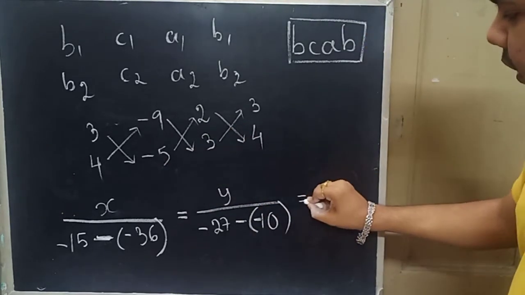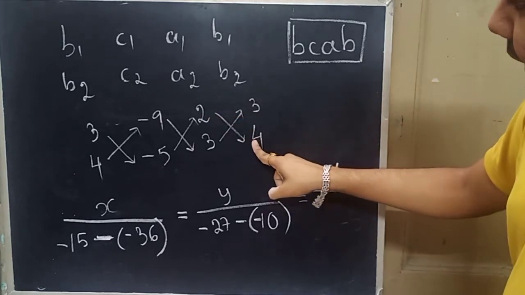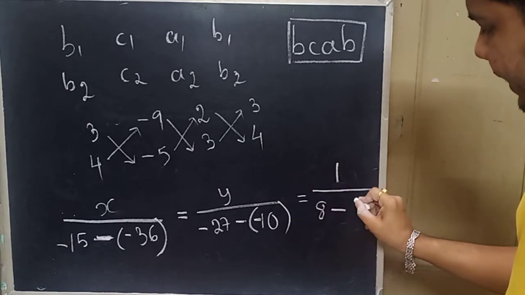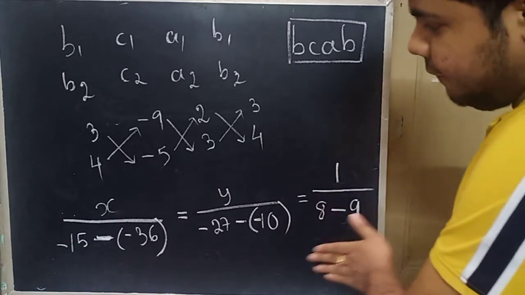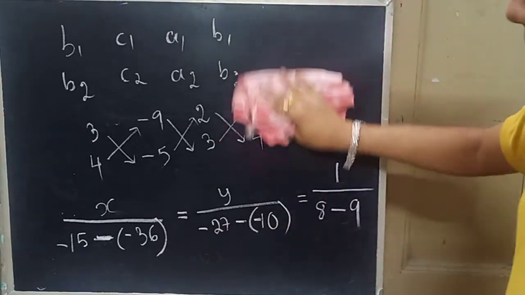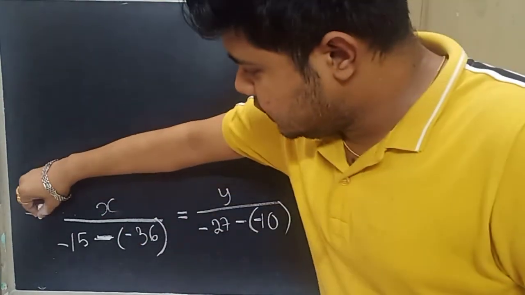Equal to, now write 1 at the top. 2 4s are 8, minus of the formula, 3 3s are 9. So we have basically framed the equation. Now we are just going to solve it. It is very simple to solve.